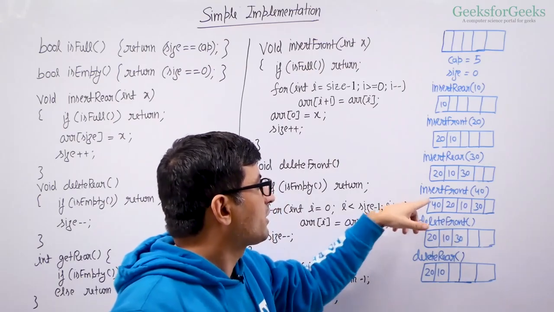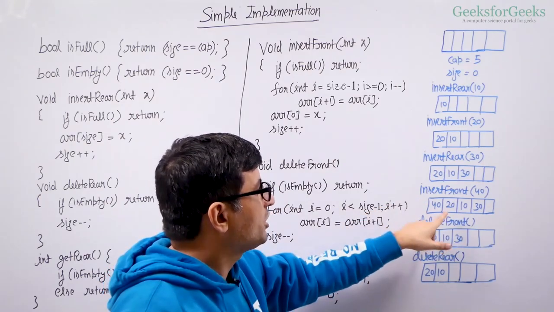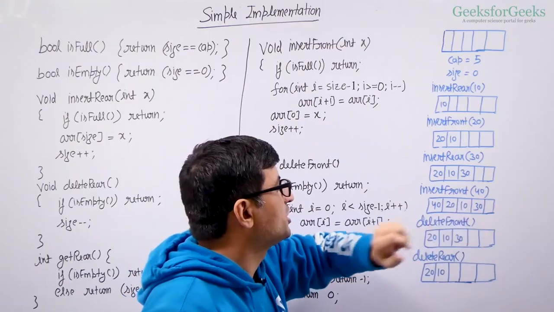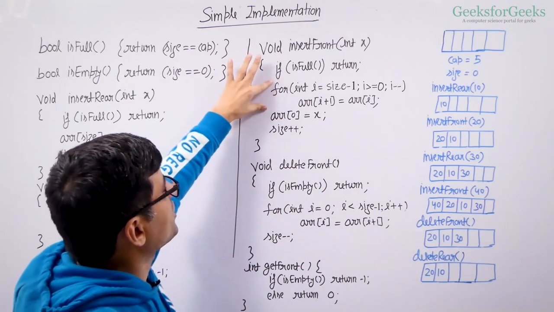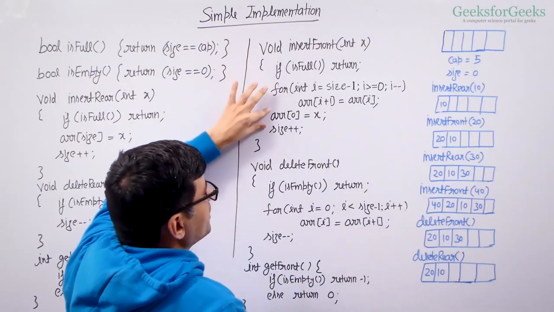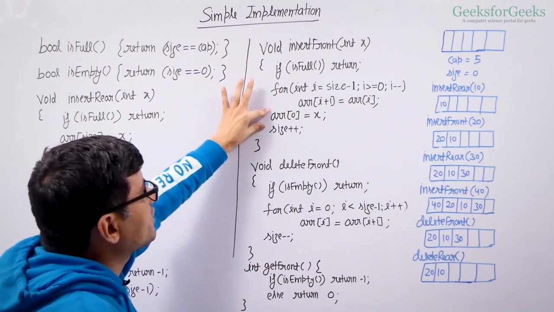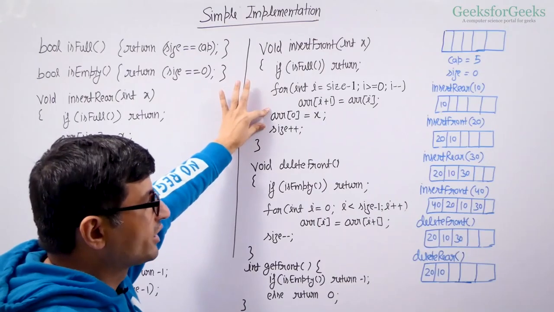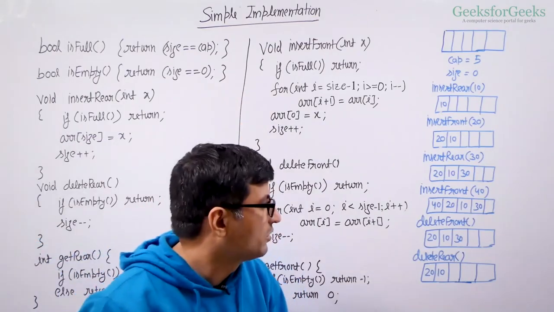Now we do insert 40. Again, to insert 40, we need to move these three items one position ahead. So that's the code which is going to move 20, 10, 30 one position ahead, and then it's going to insert the new element at 0 index. We always insert at 0 index, front is always 0.